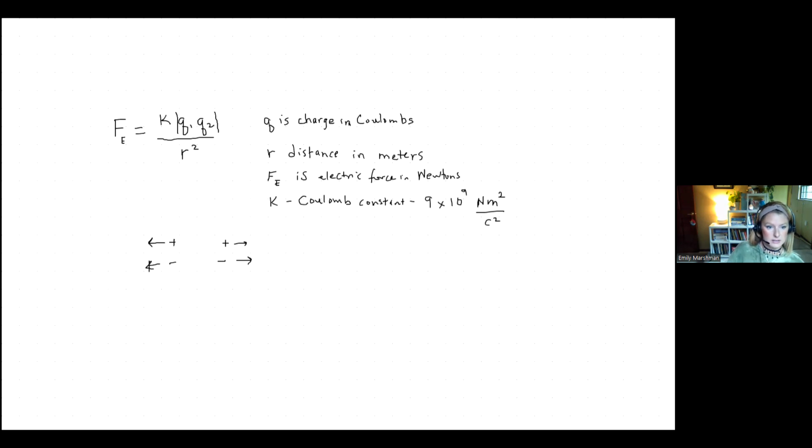And if it was opposite charges, there would be an attractive force. Again, this force would be the same size, the same magnitude. It's an equal and opposite action-reaction force pair. But now it's an attractive force, so the force would be pointing this way on each one. So that's the idea behind Coulomb's law.